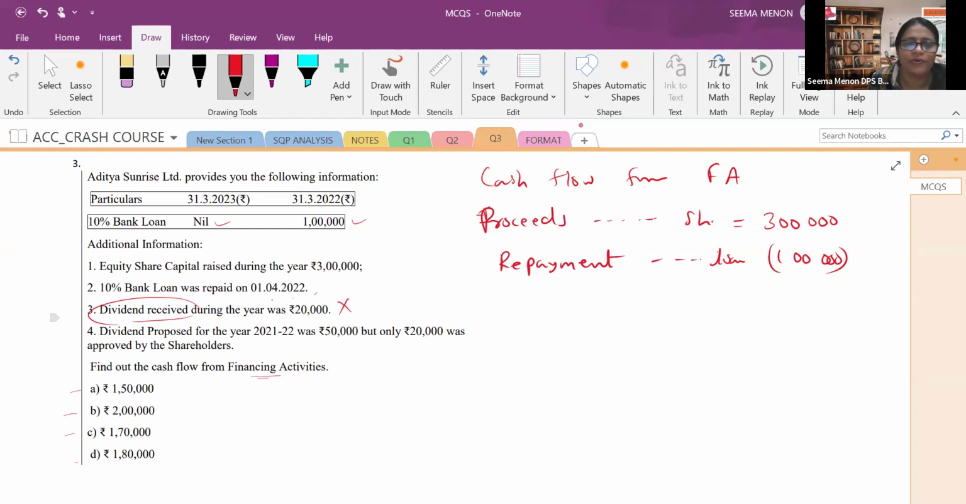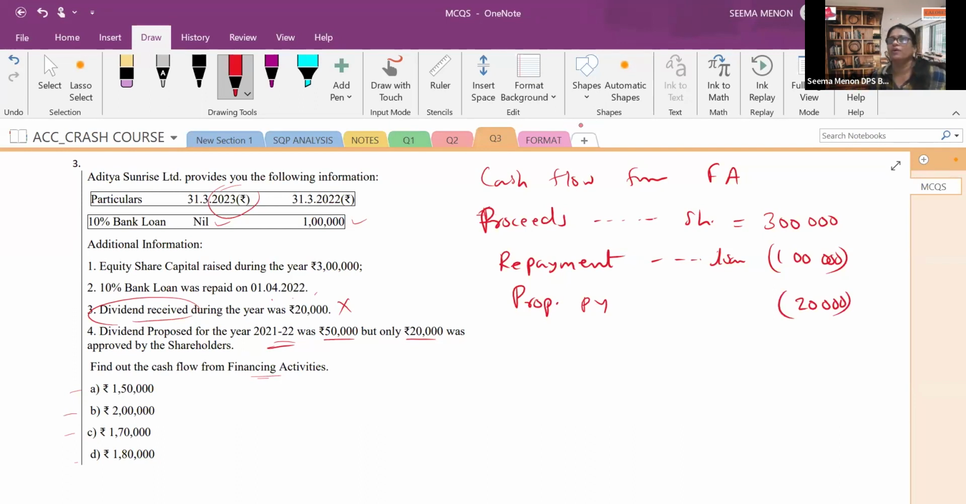Next, dividend proposed for the year 2021-22 was 50,000. But only 20,000 was approved by shareholders. Company planned to pay 50,000. But in the AGM, the approval was only for 20,000. So the proposed dividend paid during the year, that means 2021-22, this is of last year. Our financial year is 23. So proposed dividend for the previous year that we paid during the year is only 20,000. That also we will subtract.